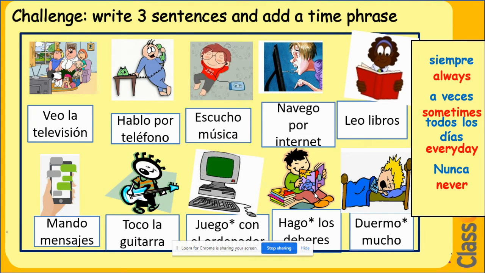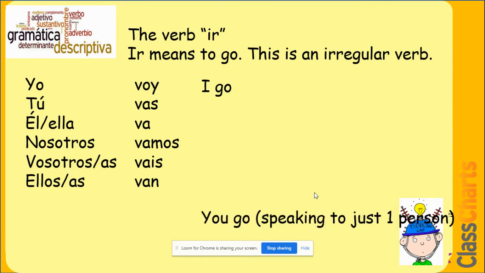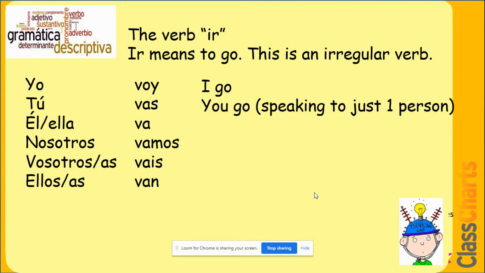Now I'm going to give you another verb in the present tense. There are a few irregular verbs, but this one is used so much that I thought I would mention it briefly in this presentation. It's the verb to go, which in Spanish, the infinitive is the verb ir. It's a very, very irregular verb, and I am giving you the conjugation of the verb. So, yo voy means I go. Tú vas, you go. I'm speaking just to one person, so it's the singular version.